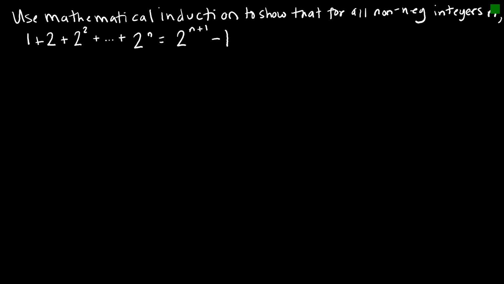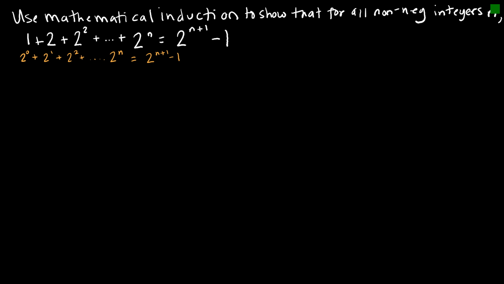So in this proof, we are going to use mathematical induction to show that for all non-negative integers n, 1, which is basically 2 to the 0, plus 2, which is 2 to the first, plus 2 squared, plus 2 to the third, etc., all the way up to 2 to the n, is equal to 2 to the n plus 1 minus 1. And so we're going to do this proof again using induction together. And I'm going to add a step that I didn't show last time.